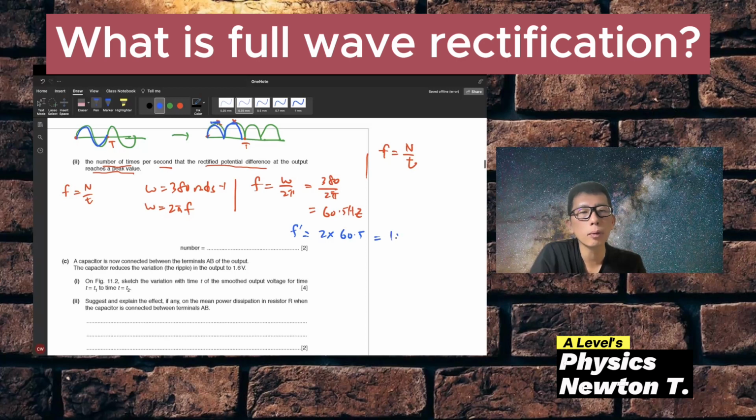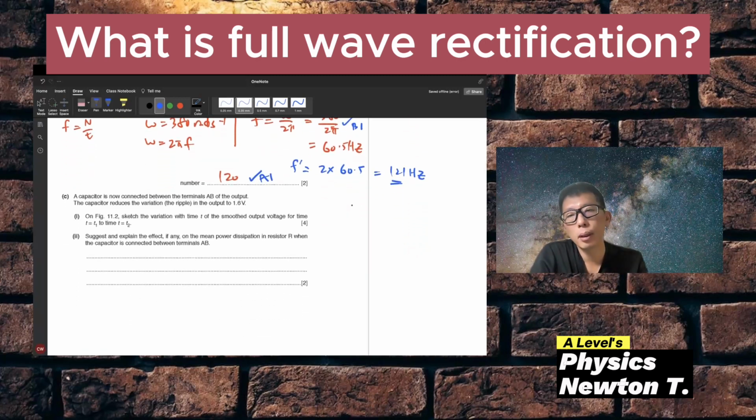Okay, so this one gives you 121 Hertz. And this 121, in the A-level exam, you have to give the answer in 2 significant figures. So in this one, you can only write 120 times per second. So this is the answer. If you are able to link this with this, you can get 1 mark here. If you can find the correct answer, you get another mark here.